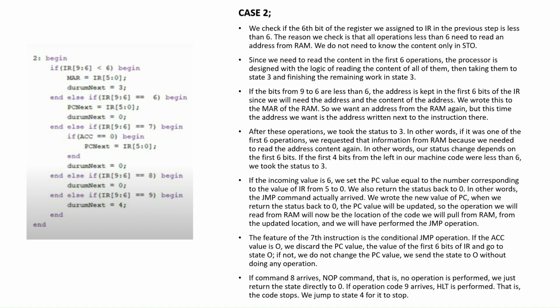The seventh instruction is the conditional jump operation. If the accumulator value is 0, we load the PC with the value of the first 6 bits of IR and go to state 0. If not, we do not change the PC value, we send the state to 0 without doing any operations. If command 8 arrives, it is NOP, that is, no operation is performed. We just return the state directly to 0. If operation code 9 arrives, HLT is performed. That is, the code stops. We jump to state 4 for it to stop.